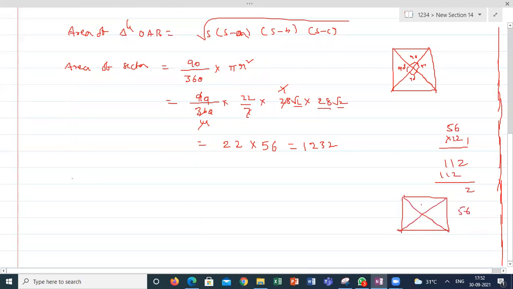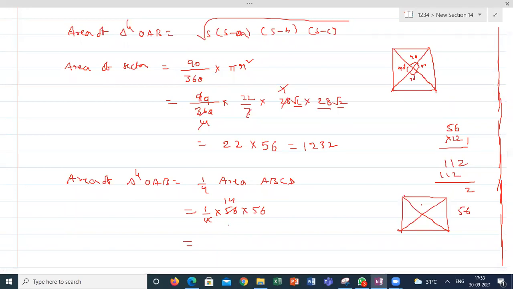The triangle is 1/4 of the square's area. So area of triangle OAB will be equal to 1/4 of area of ABCD. This will be equal to 1/4 into 56 into 56. So how much will you get here? 14 into 56, how much? 784, sir. 784.